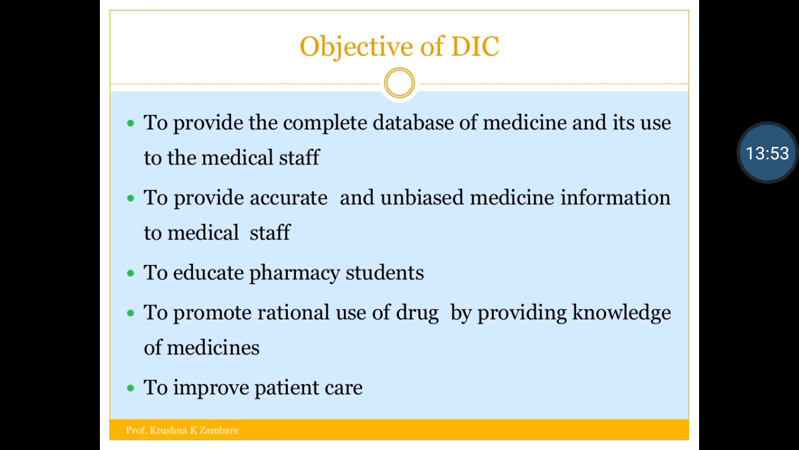Long term treatment should be given for diseases like TB or HIV, which have long term medicines. Other diseases do not require long term medicine. The knowledge of medicine should be given to medical staff and pharmacists. Then, to improve patient care, you should use all this information. These are the objectives of the drug information center. That is the end of part A on the poison information center and drug information center.